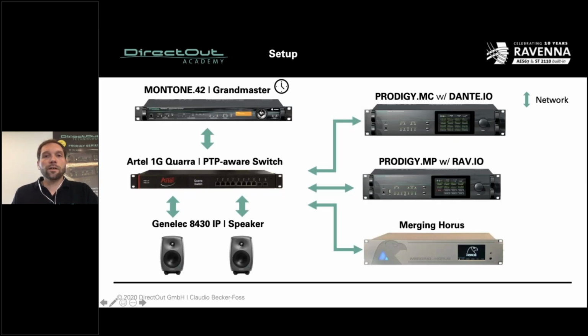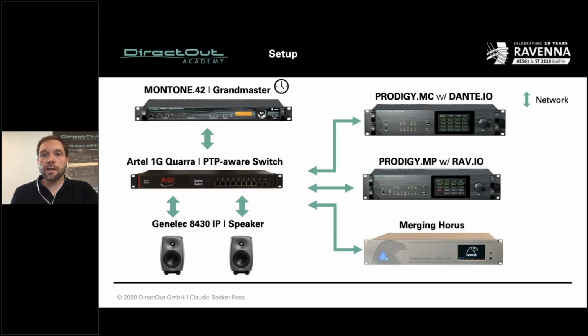For now, just a quick overview over the setup I prepared for today. We have a Montone 42, which acts also as a grandmaster here, which is a RAVENNA MADI bridge. And then I have as a central switch an RTL 1G CRORA, which is a PTP aware switch, but can operate in different PTP modes, which we will see later. I have three I/O boxes here: a Prodigy MC with a Dante I/O card, which works in AES67 mode, a Prodigy MP with a Ravenna I/O card, and Merging Horus, which is also a Ravenna I/O box from Merging, and then two Genelec speakers with Ravenna IP connection, so we can play with those devices.